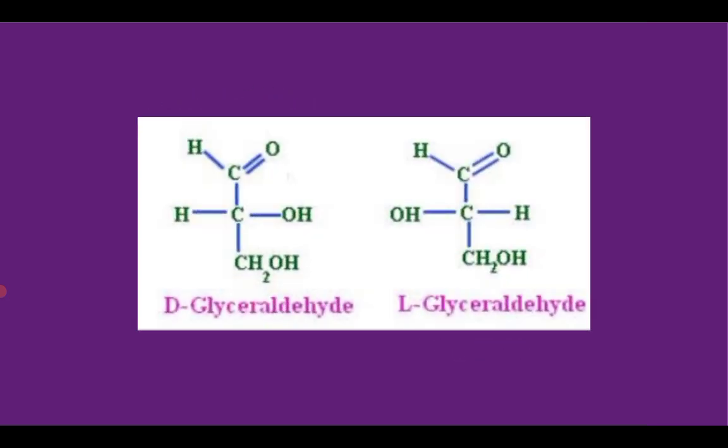So what is the DL system of nomenclature of isomers? It was developed by Fischer and Rosanoff in 1900 and it is used mainly for applying the stereochemistry for carbohydrates and amino acids.